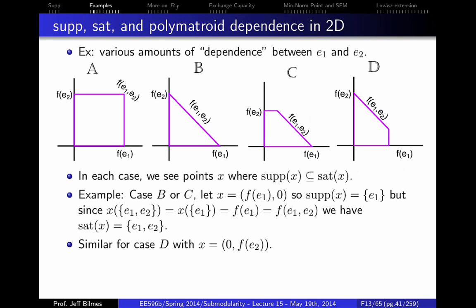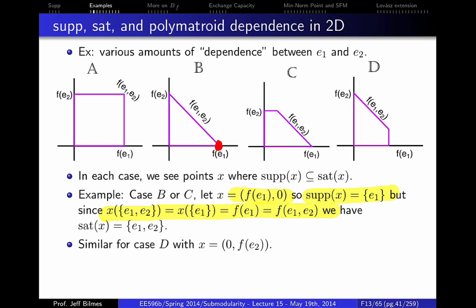Now, getting back to sat and sup, we can see points where sup is less than sat. So for example, let's take this point here, right? This is the point f of E1, comma 0. And so sup, the non-zero elements, is just going to be E1. But because of this stream of equalities that I said last time we were going to see over and over again, and we've already seen it today like 3 or 4 times, we saw it last time maybe twice, and here we are seeing it again, but in slightly different forms.